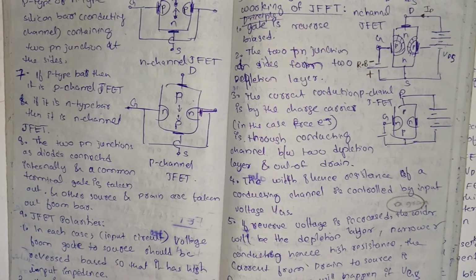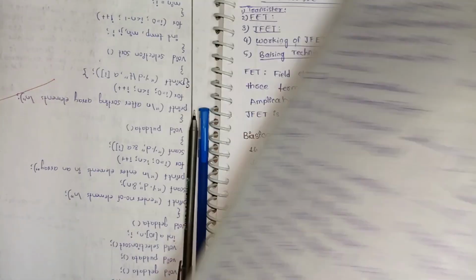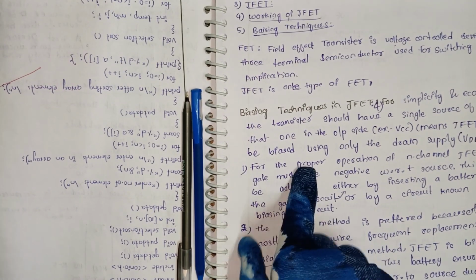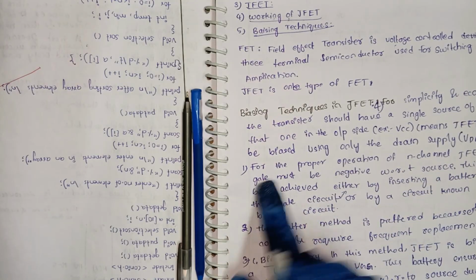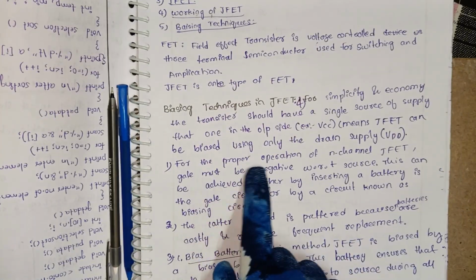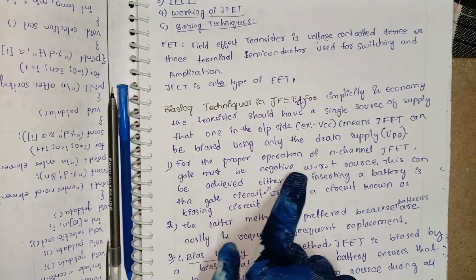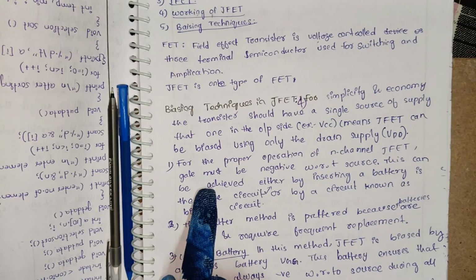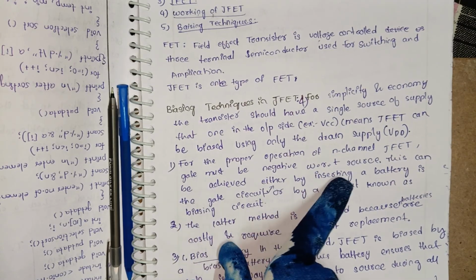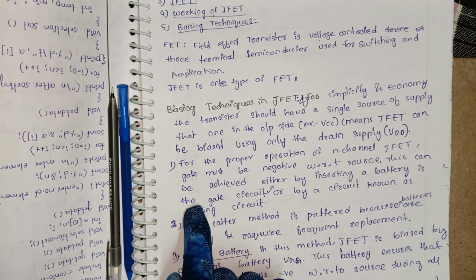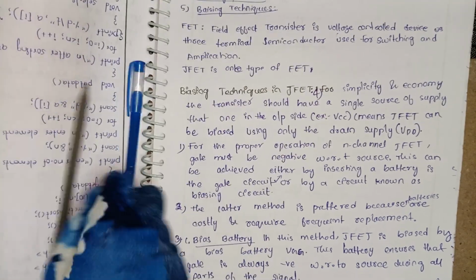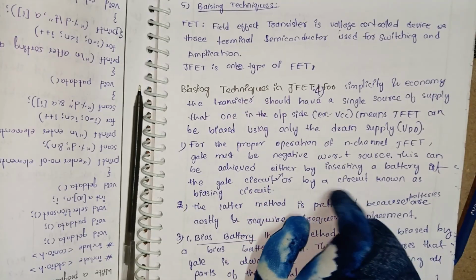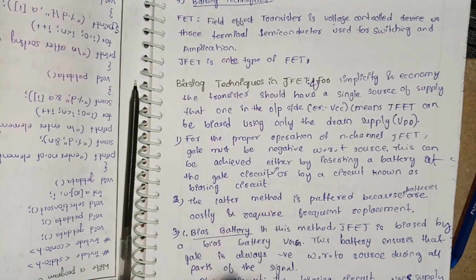Then we will see the biasing of JFET. For proper operation of an n-channel JFET, the gate must be negative with respect to the source, as we have seen in the diagram. This can be achieved either by inserting a battery in the gate circuit, or by a circuit known as a biasing circuit.